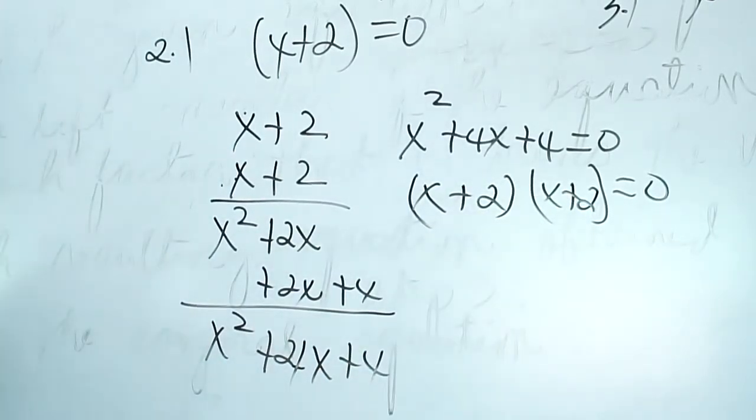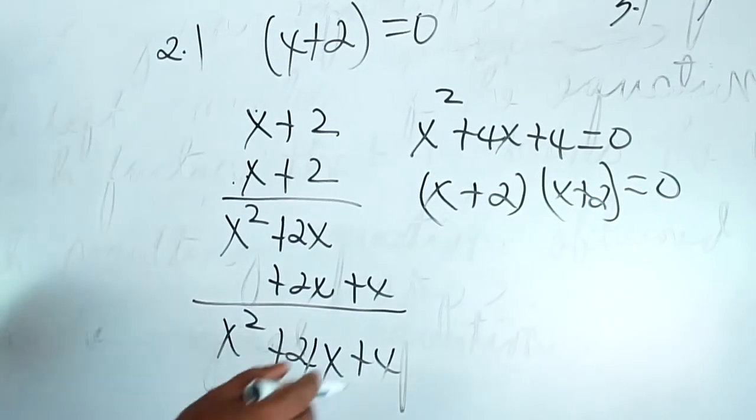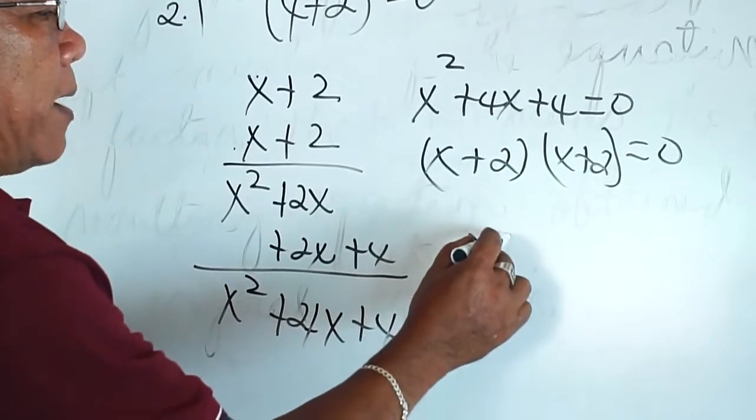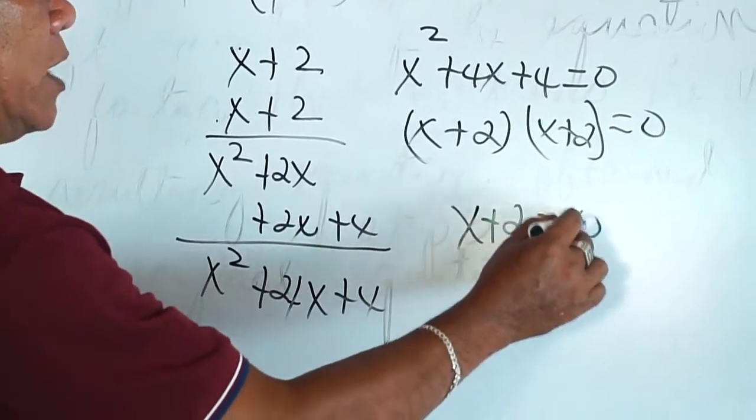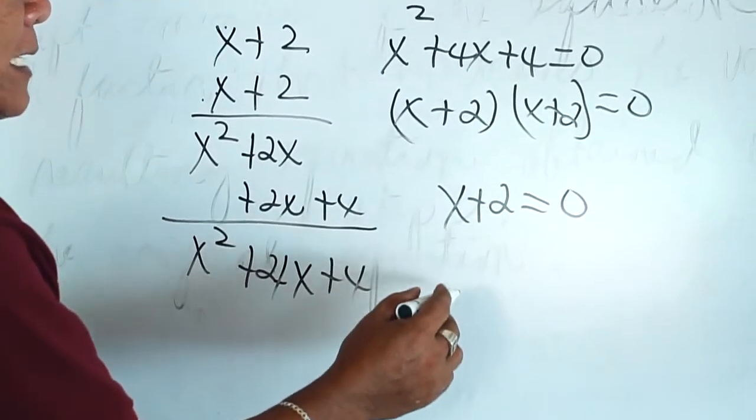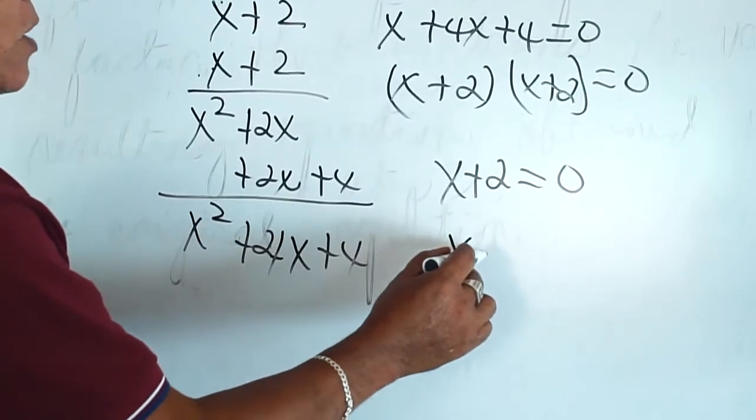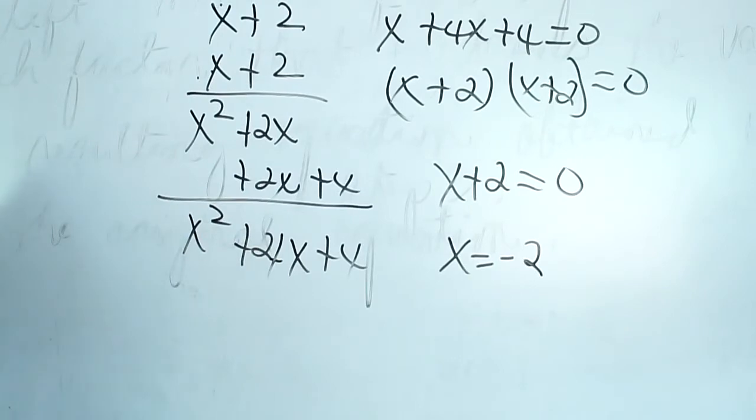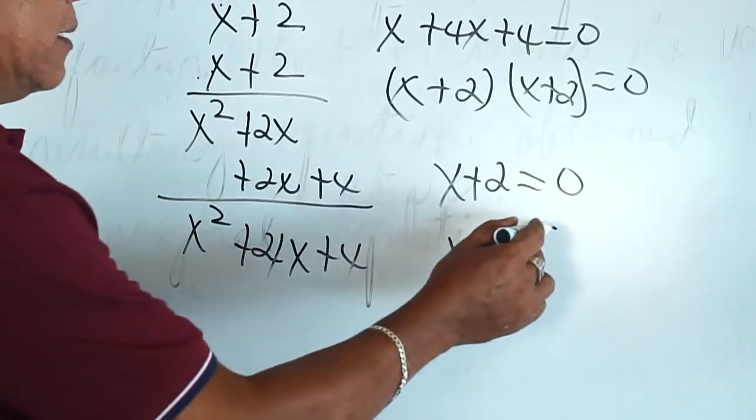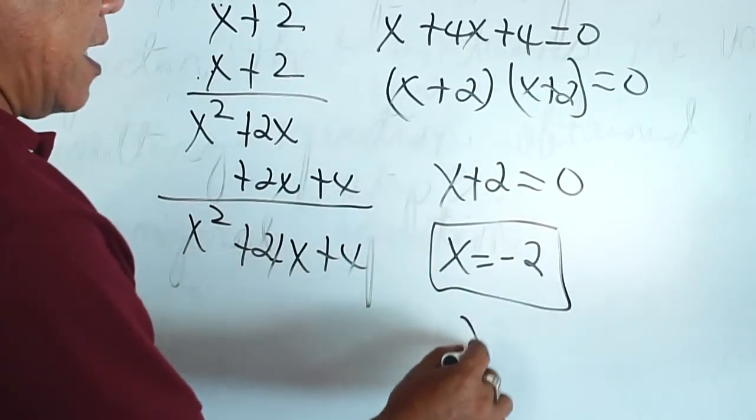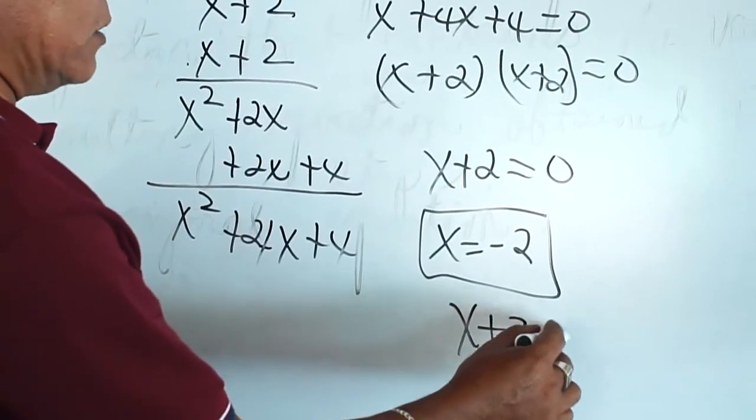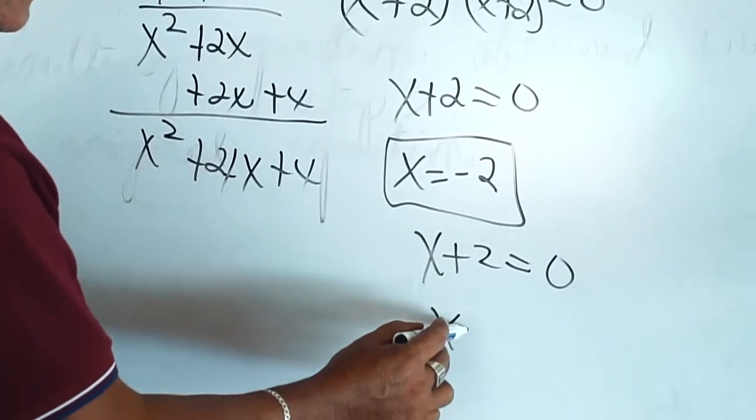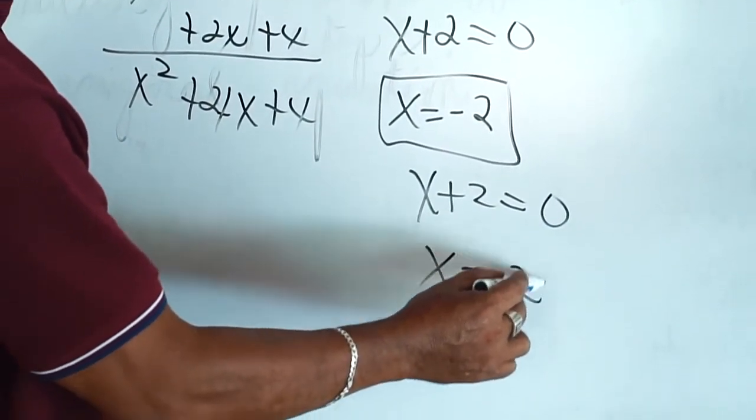Then equate the resulting factors to 0. That is x plus 2 is equal to 0. Then the first element is x is equal to negative 2. Next, the second element: we have x plus 2 is equal to 0, so x is equal to negative 2.